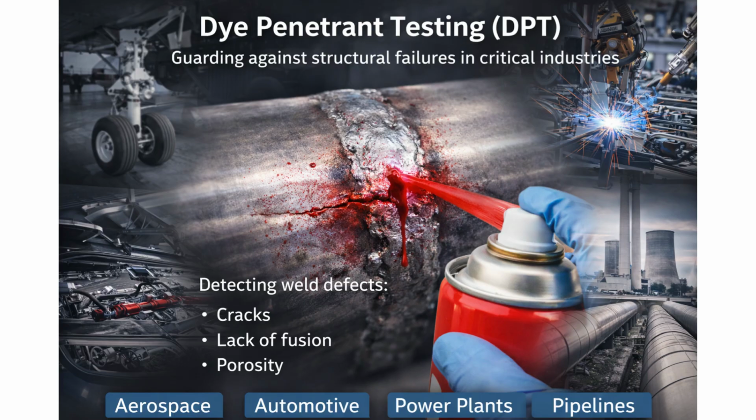Imagine a crack in an aircraft landing gear that's only a fraction of a millimeter wide. Under normal conditions, you'd never see it. But when that aircraft lands with thousands of pounds of force, that tiny crack could propagate and cause a complete structural failure. Dye penetrant testing is crucial for inspecting welds to detect surface breaking flaws such as cracks, lack of fusion, and porosity. Ensuring weld integrity is vital for the structural safety of welded joints. From aerospace to automotive, from power plants to pipelines, DPT is the guardian that stands between safe operations and potential disasters.